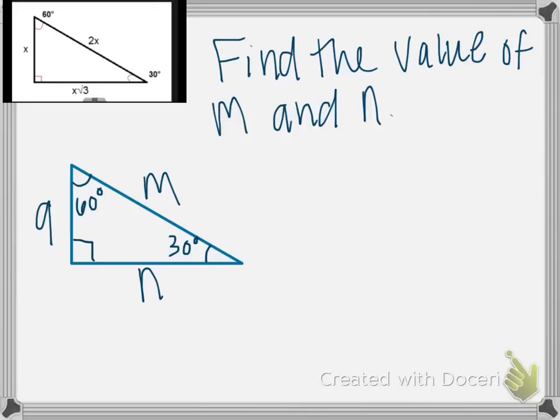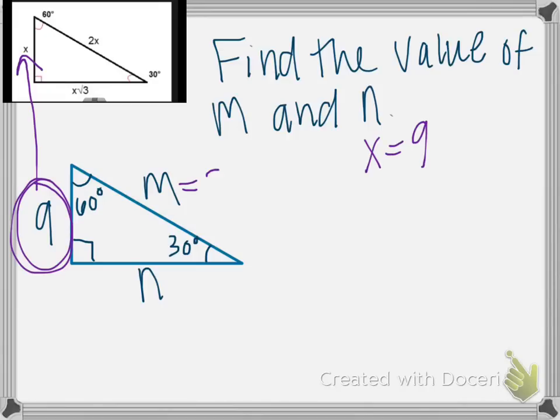But anyways, okay, so we are given 9 and we need to figure out what x equals. So 9 in this case is actually going to equal x. So x equals 9. Now let's figure out what our m equals. M equals 2x. So we just need to plug in our 9 and we get m equals 2 times 9. So m equals 18.